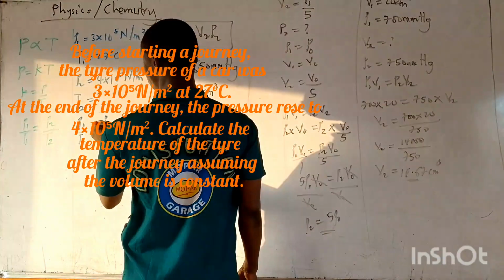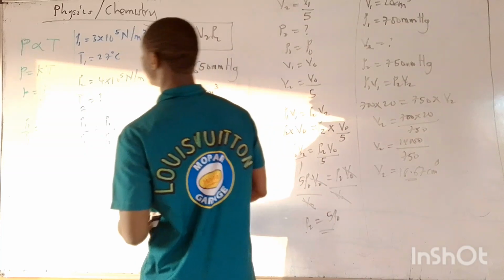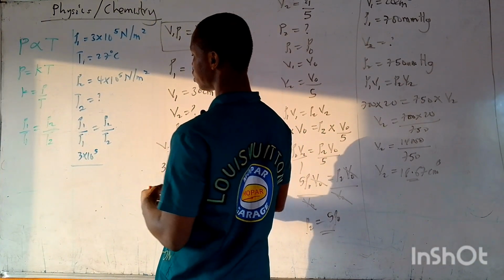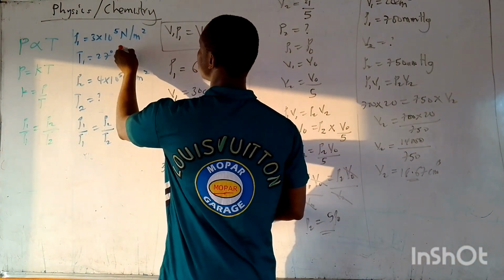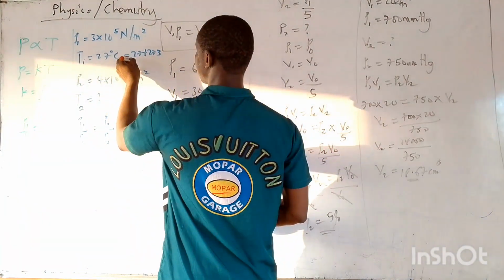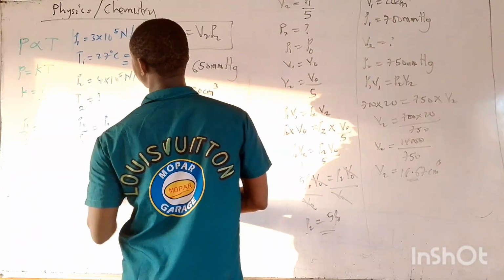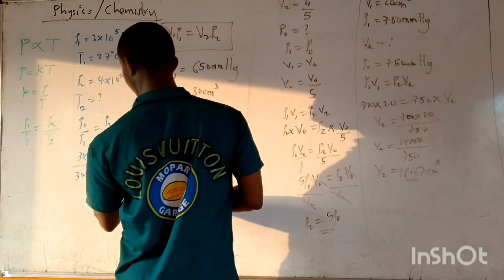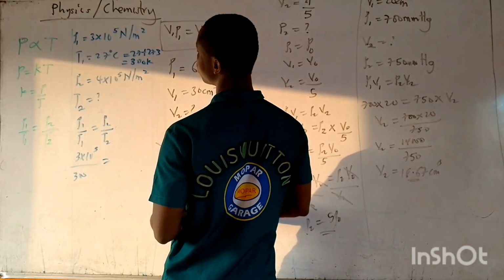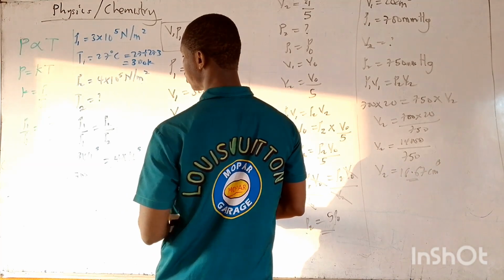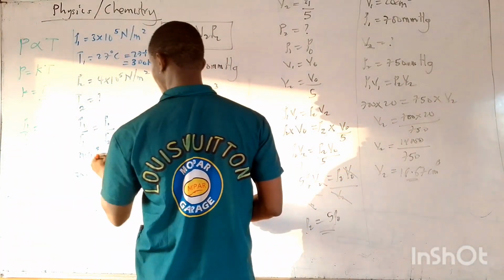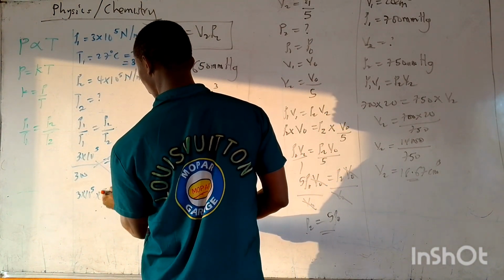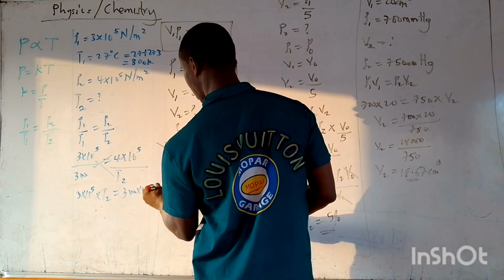So we have P1 over T1 is equal to P2 over T2. P1 is 3 times 10 raised to the power 5 over T1, which is 27 plus 273, that gives us 300 Kelvin. That is equal to P2, which is 4 times 10 raised to the power 5, over T2. So we cross multiply: 3 times 10 raised to the power 5 times T2 is equal to 300 times 4 times 10 raised to the power 5.